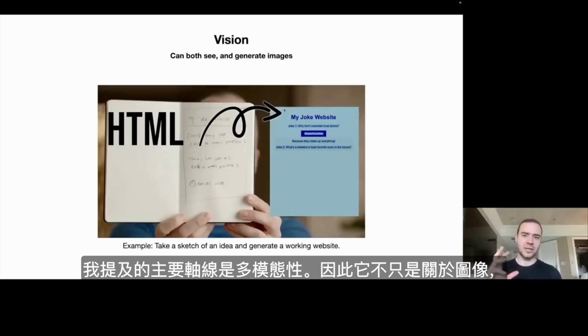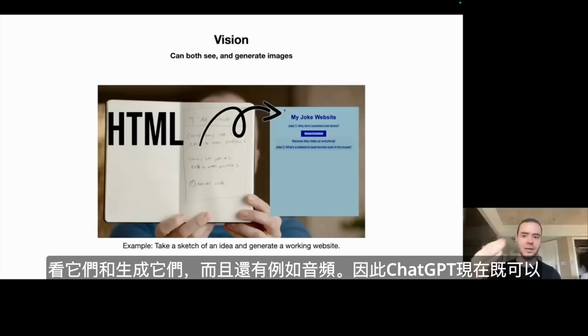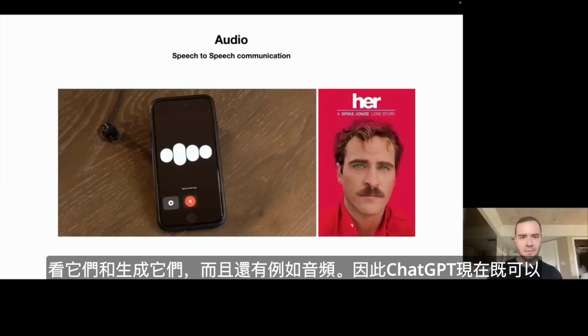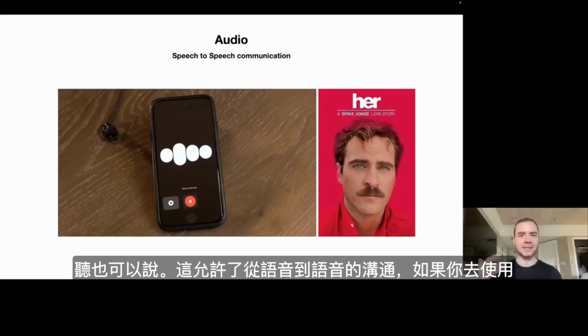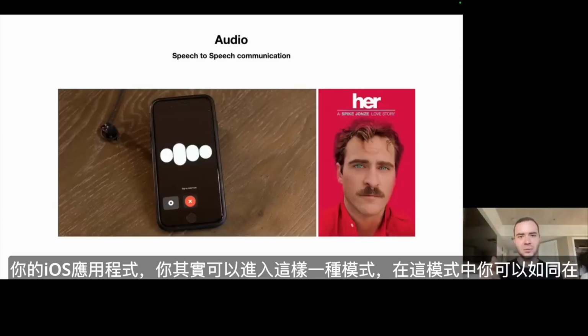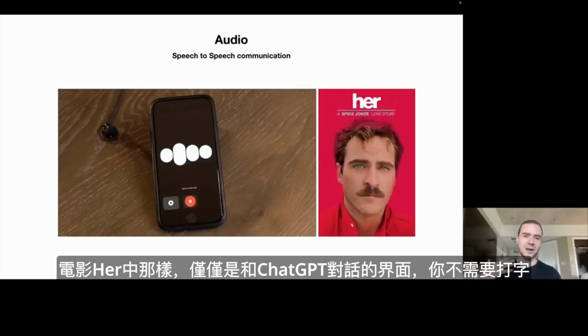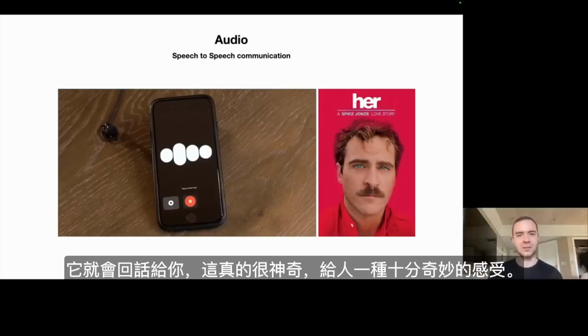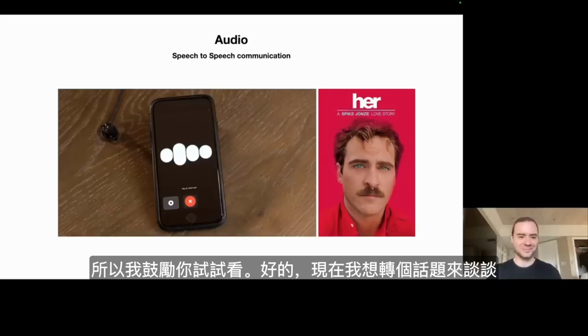Now, I mentioned that the major axis here is multimodality. So it's not just about images, seeing them and generating them, but also, for example, about audio. ChatGPT can now both hear and speak. This allows speech-to-speech communication. And if you go to your iOS app, you can enter a mode where you can talk to ChatGPT just like in the movie Her, where this is a conversational interface to AI, and you don't have to type anything, and it just speaks back to you. And it's quite magical and a really weird feeling. So I encourage you to try it out.